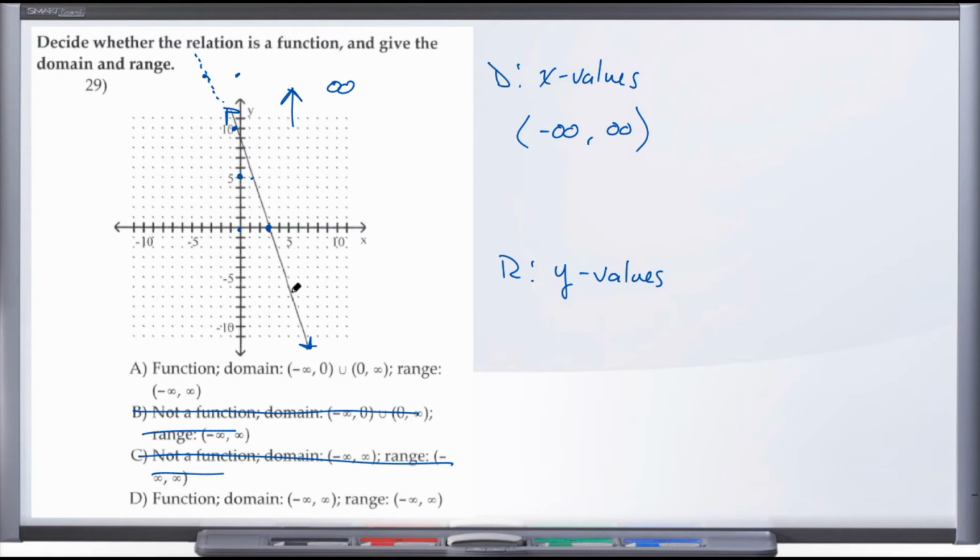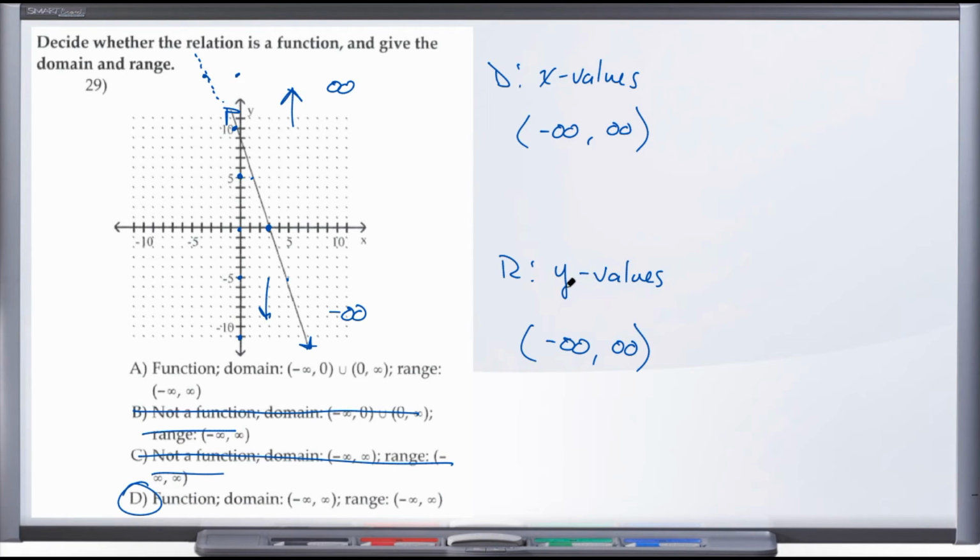And as this line moves down, it's heading towards negative infinity, right? Here on our line, our corresponding y value is 0. If we move a little farther down on the line, now we're at -5 for the y's. Move a little bit farther down. Now we're at -11, -10, somewhere there. So as the line goes farther down, our y value is getting smaller. All right, so for our range, asking for the y values, again, negative infinity to positive infinity. And so we're looking at D here.